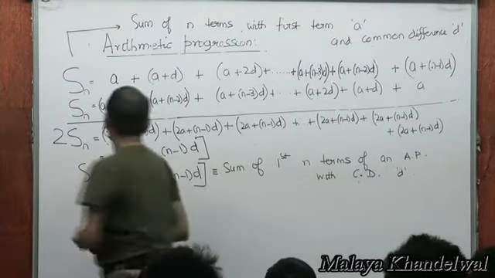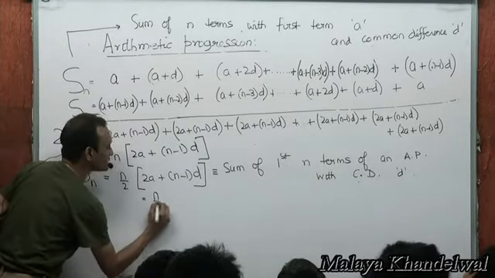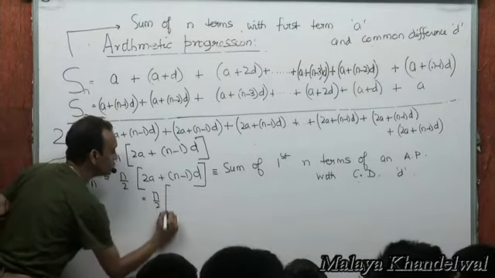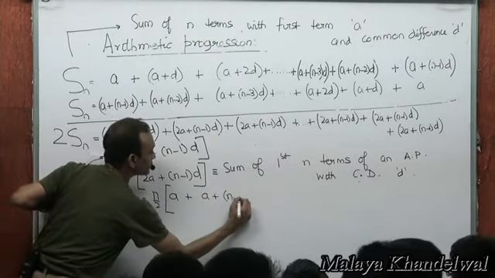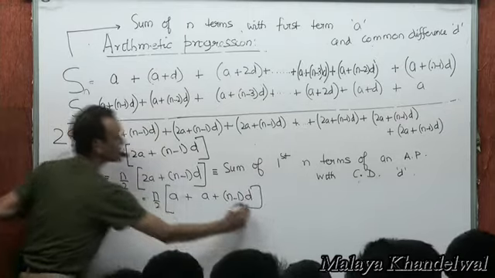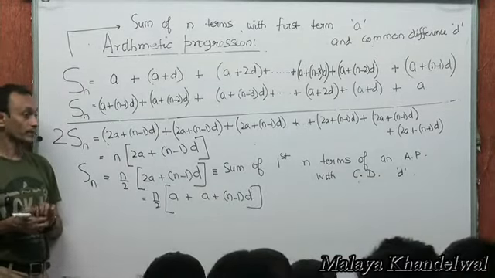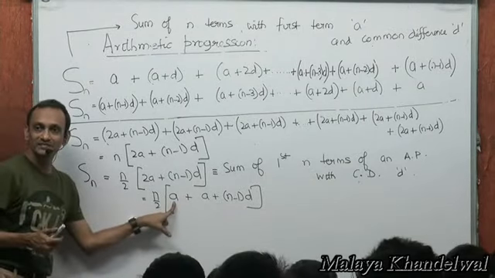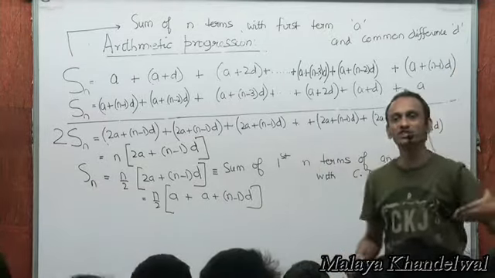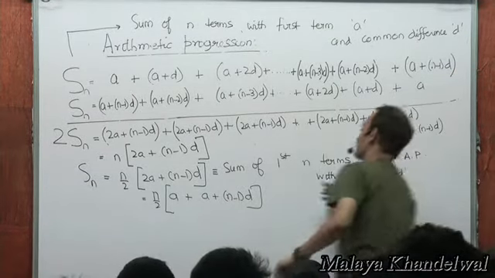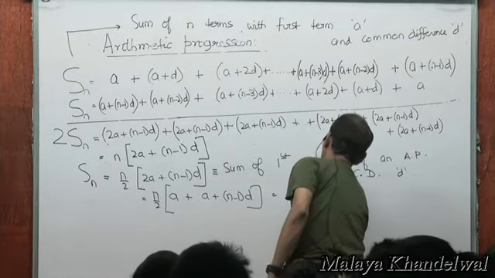Is that okay? Now the other thing that you can see very easily is, this can be written as n by 2 into A plus n minus 1 into D. Can I write it like this? Yes, A is the first term, but A plus n minus 1 into D is the last term, yes or no? So this can be written as n by 2 into first term plus last term.